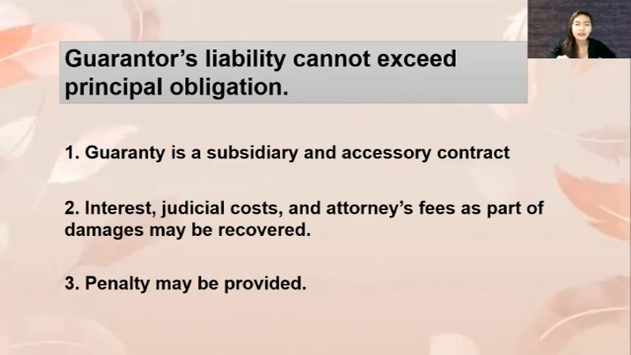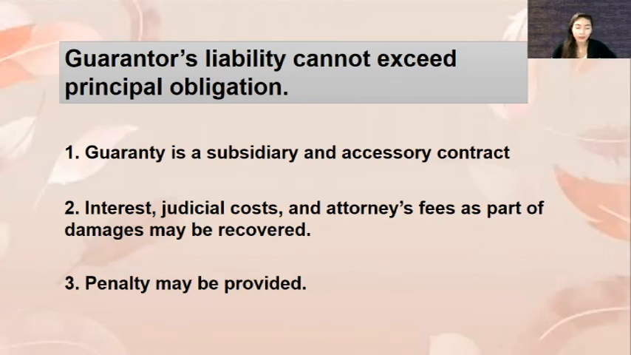So number one, guarantee is a subsidiary and accessory contract. As I have said earlier, it is only an accessory contract. It exists because there is a principal contract. Because it is a subsidiary and accessory contract, the guarantor cannot bind himself for more than the principal debtor. Even if he does, his liability shall be reduced to the limits of that of the debtor. But a guarantor may bind himself for less than the principal. So we should take note of this.